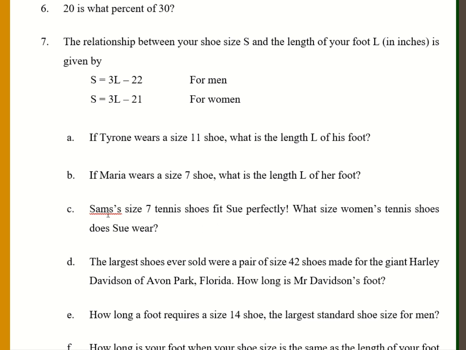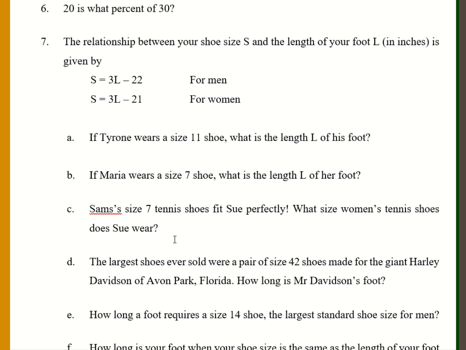First of all, you need to find the length of Sue's feet. So how to find the length of Sue's feet? You put 7 into the men's equation first. Find the length. That would be the length of Sue's feet. Then you take that length and substitute into the women's equation to find the size.